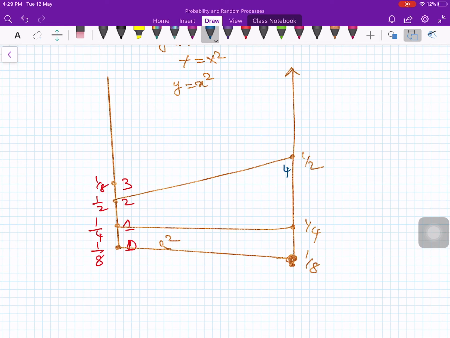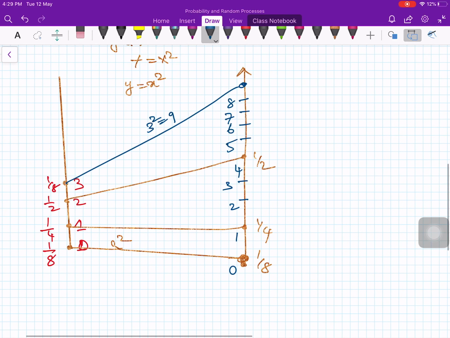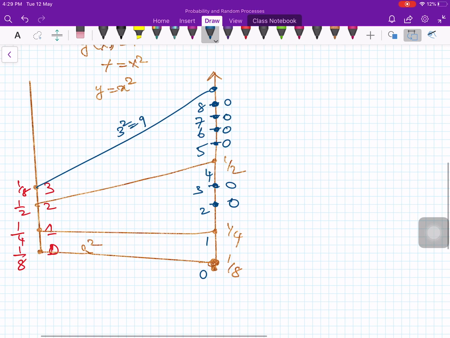This is 4, this is 0, 1, 2, and 3. 2 and 3 no value, and 4 you have a value, and again 5 no value, 6 no value, 7 no value, 8 no value, only 9 you have a value. So this 3 square becomes 9. So you'll get the 9 value. So this is a probability mass function. So here the probability is 0, here 0, and so on. So you can draw the probability mass function for y in this case.